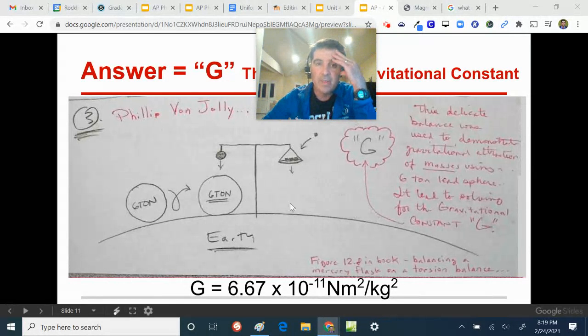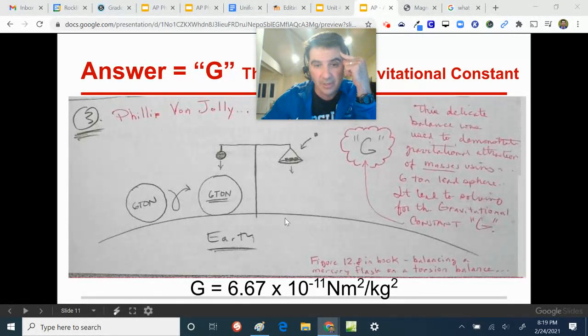Anyways, by the deflection, he figured out that he was pretty close to 6.67 times 10 to the minus 11th. That's a hard number to figure out because it's so stinking small. Anyways, thank you, Philipp von Jolly, for having this jolly old experiment that found out capital G finally.